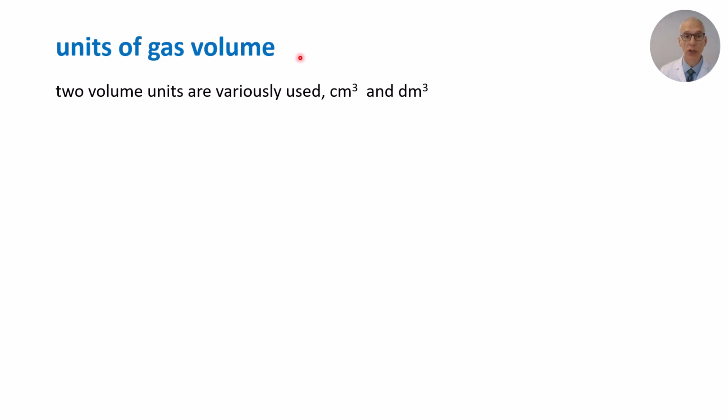Moving on to the units of gas volume, there are 2 that are used, centimeters cubed and decimeters cubed. 1 decimeter cubed, sometimes called a litre, is 1,000 centimeters cubed. In reverse, 1 centimeter cubed is 0.001 decimeters cubed.